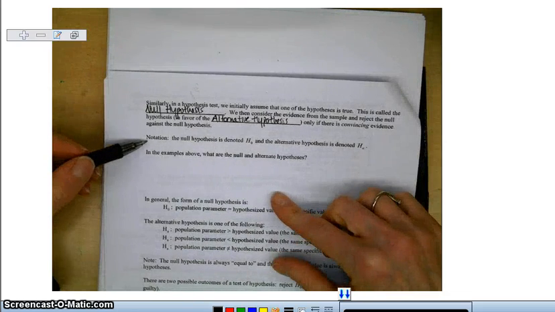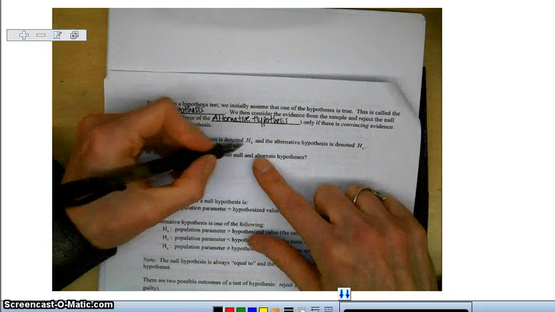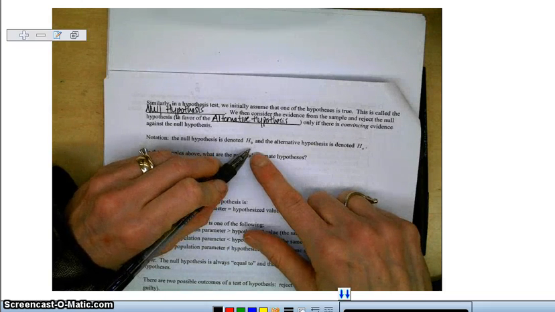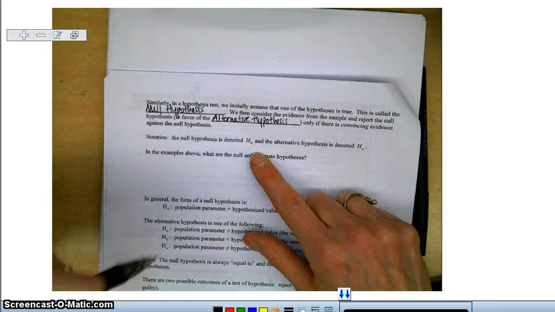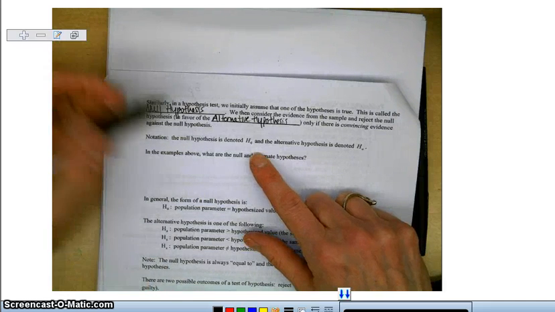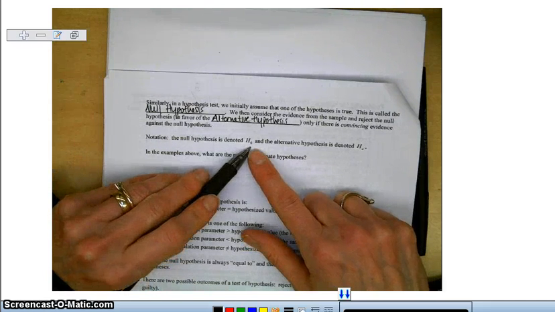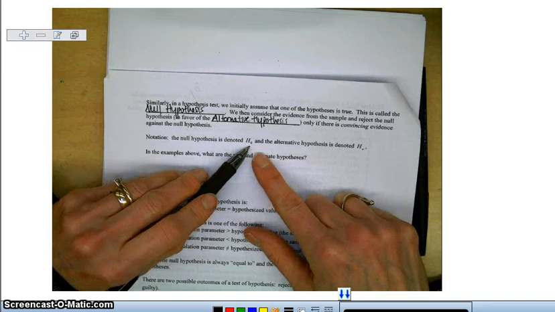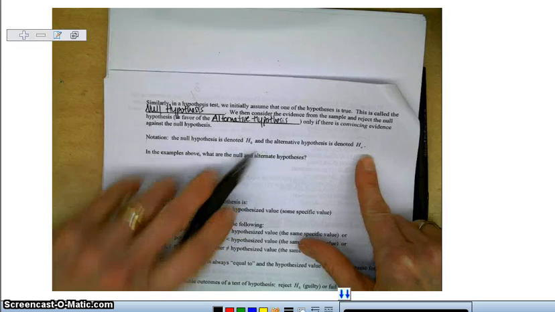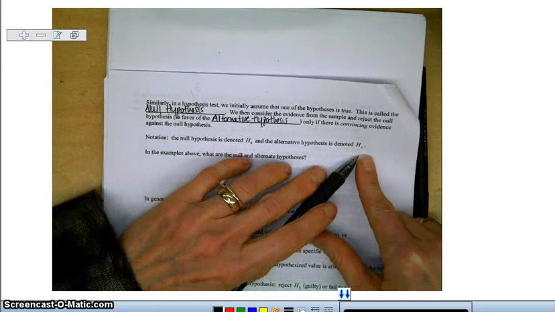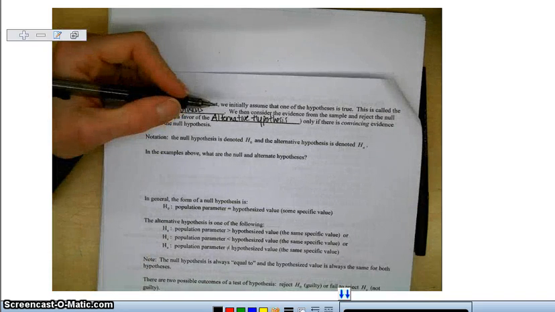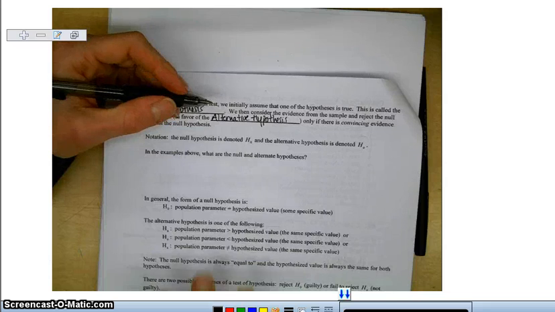So the notation, the null hypothesis is denoted H with a little 0 below it. The null set is like the empty set, okay? So H sub 0, it's sometimes read H naught. So that's the null hypothesis. And the alternative hypothesis is H with a little A, sub A. In the examples above, what were the null and alternative hypotheses? So we talked about innocent and guilty.